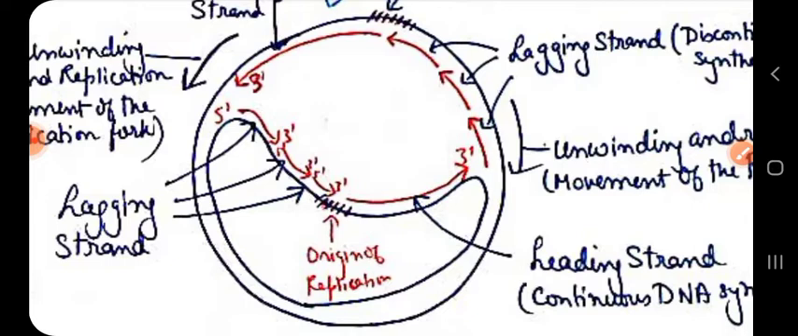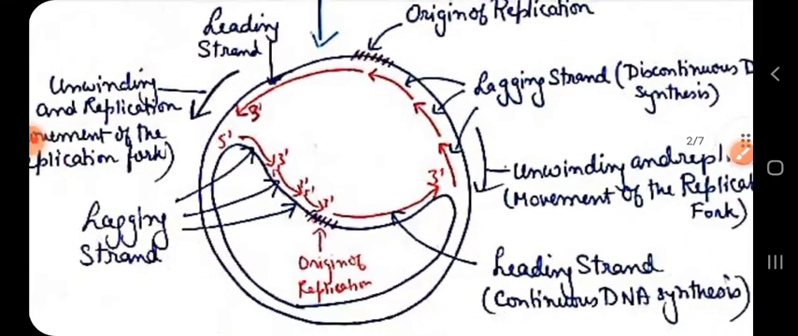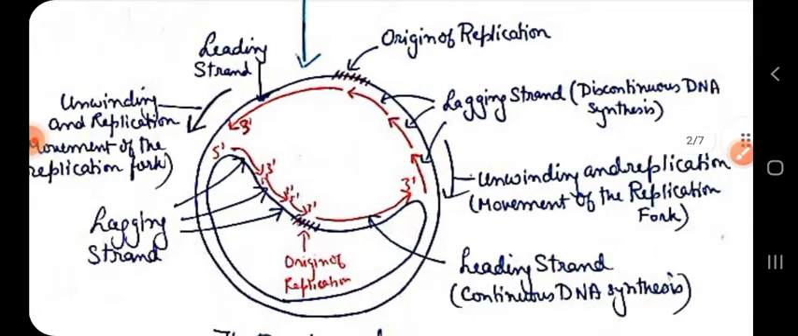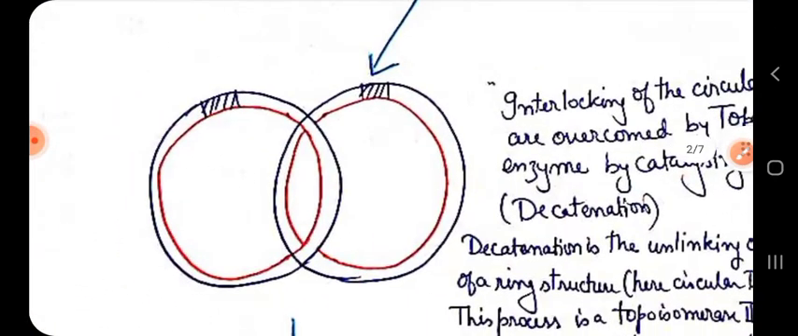Now in eukaryotes also this type of thing occurs, but not theta mode of replication. These Okazaki fragments will occur, but they are joined by a different enzyme which resembles polymerase 1. Then you can see the fork is proceeding and this type of thing occurs. So here we can see this has occurred.